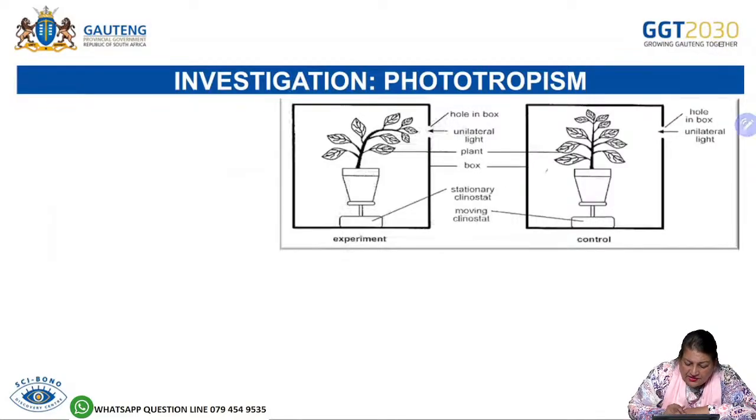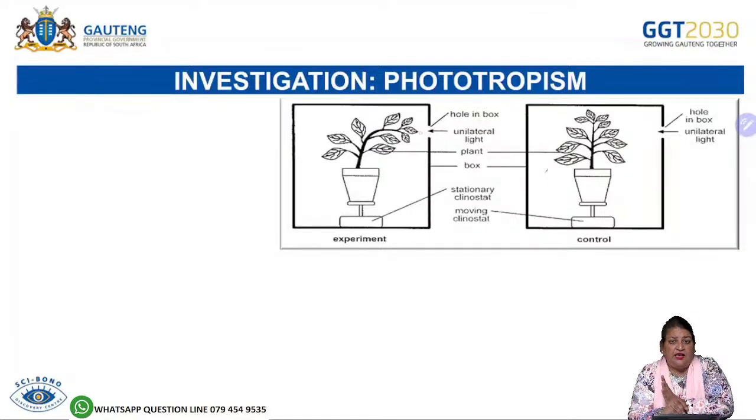But now in this experiment, this clinostat is stationary. You're not winding it. It's standing still, and light is coming from one side. So what's going to happen here? Because light's coming from one side, what did we say? Auxins are sensitive to light. They're going to move to the shaded side, because if they stay near the lit side, they're going to be destroyed by light.